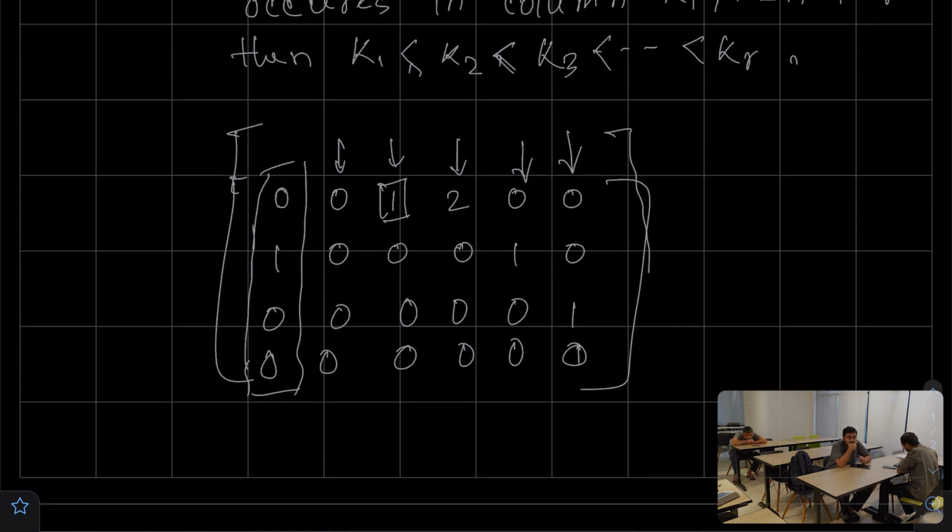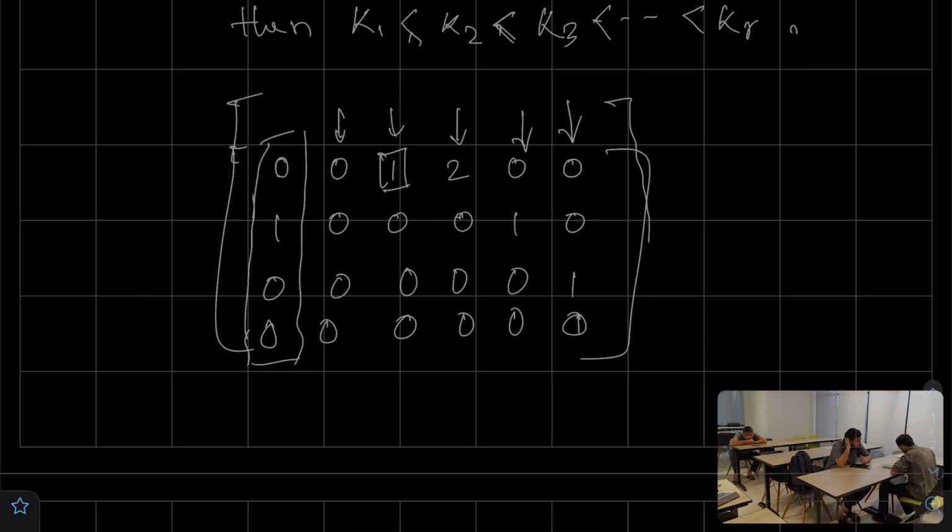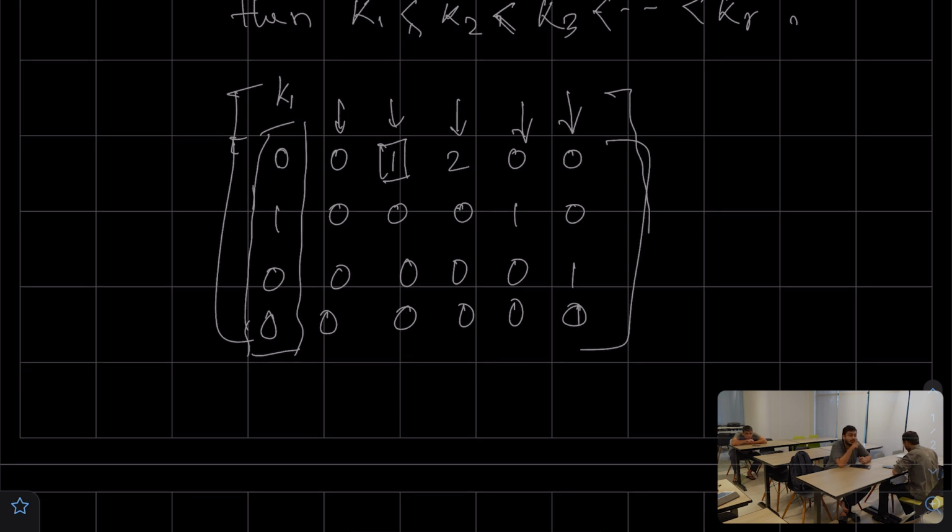So K is the column index. For this one, this is K1. Sorry, that's not K1, that should be K2. This is K2. Why does K2 come before K1? Please write K1 first. K1 is equal to what?